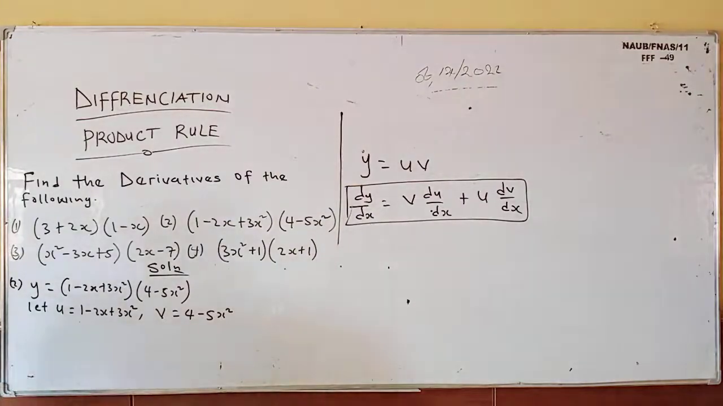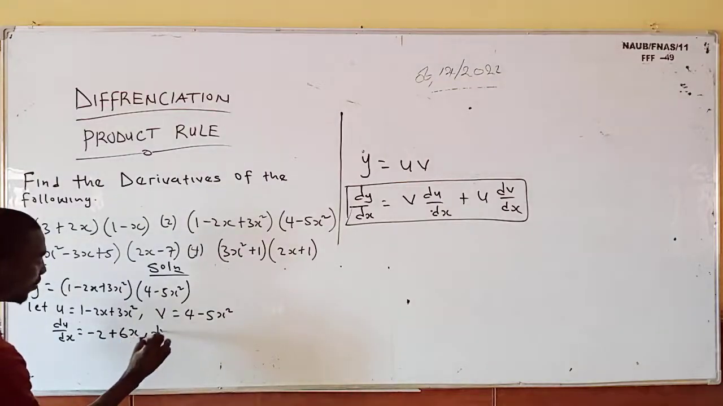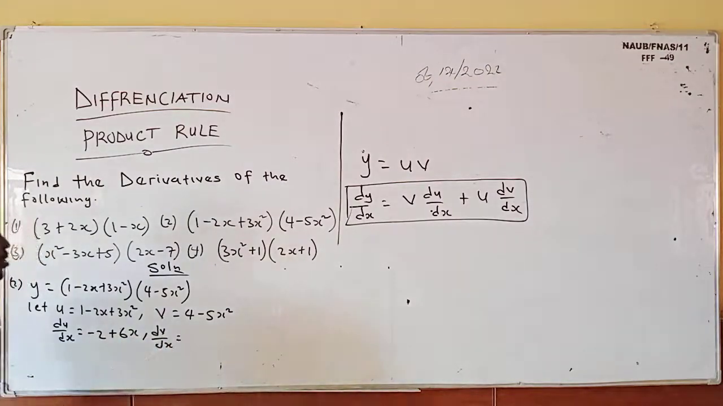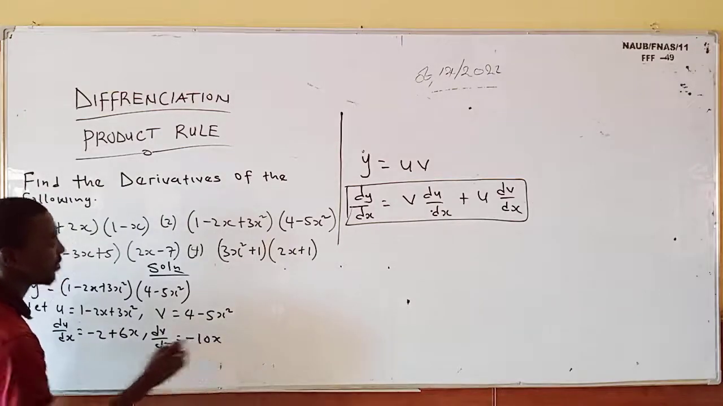So now the next thing we are going to do is differentiate u with respect to s, du over ds. Now let's start with this. If we differentiate 1, we are going to have 0. If we differentiate minus 2s, we have minus 2. If we differentiate 3s squared, we are going to have 2 times 3, 6, and subtract 1 from the power, we are going to have 6s. So let's differentiate v with respect to s. If we differentiate 4, you are going to have 0. If you differentiate minus 5s squared, you are going to have minus 10s. I hope you get that.